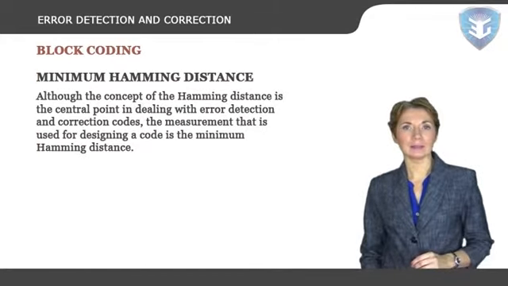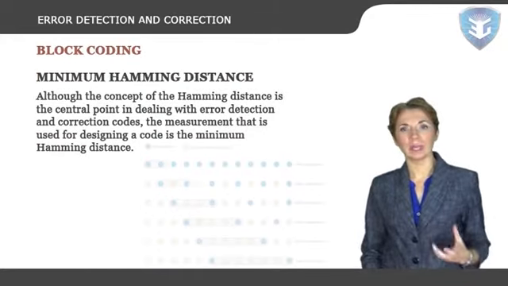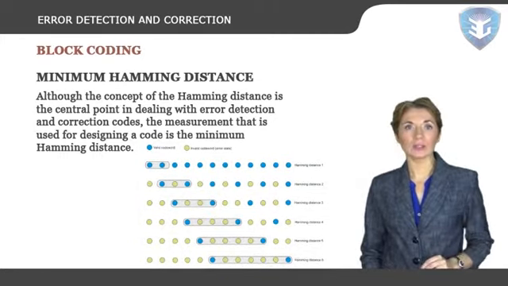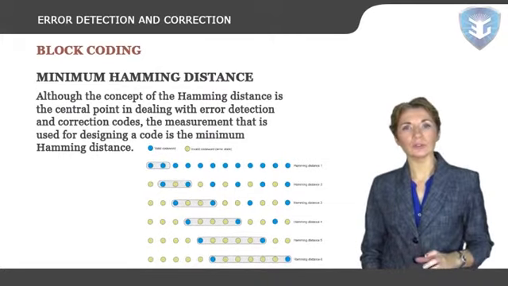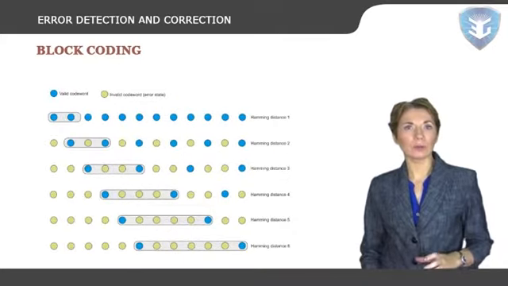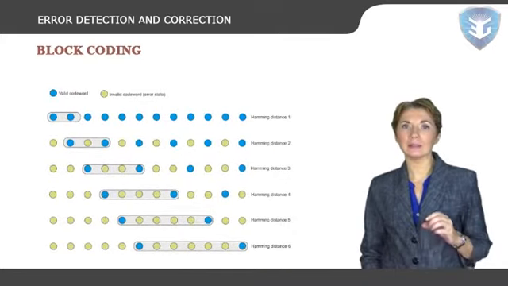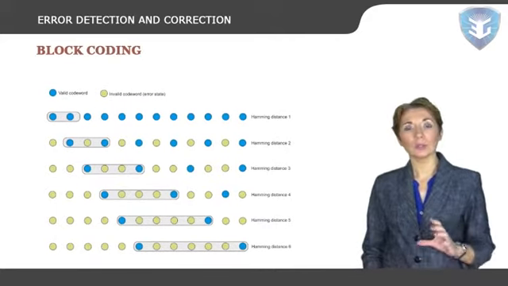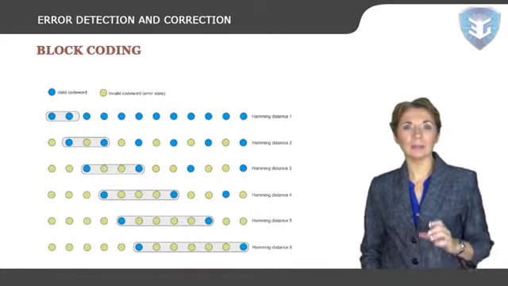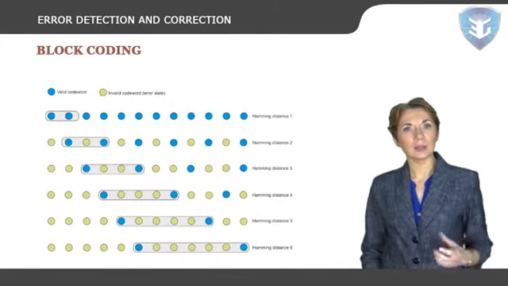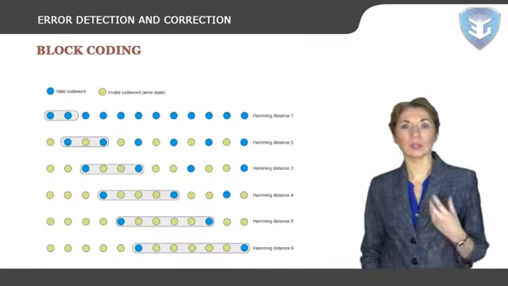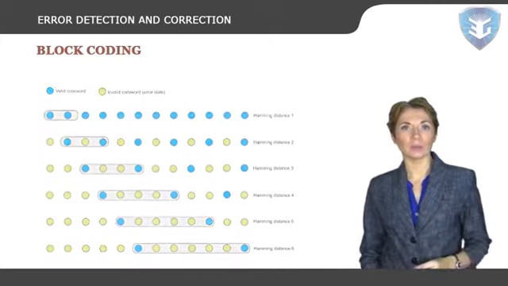Minimum Hamming distance. Although the concept of the Hamming distance is the central point in dealing with error detection and correction codes, the measurement that's used for designing a code is the minimum Hamming distance. In a set of words, the minimum Hamming distance is the smallest Hamming distance between all possible pairs. We use dmin to define the minimum Hamming distance in a coding scheme. To find this value, we find the Hamming distances between all words and select the smallest one.